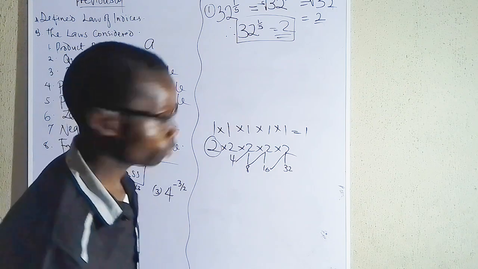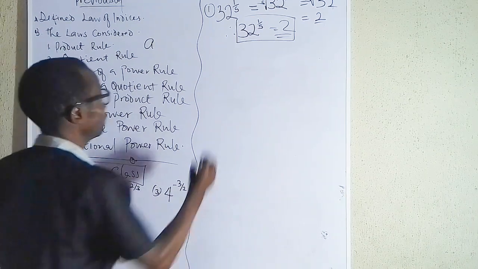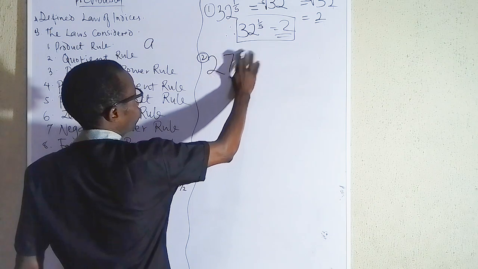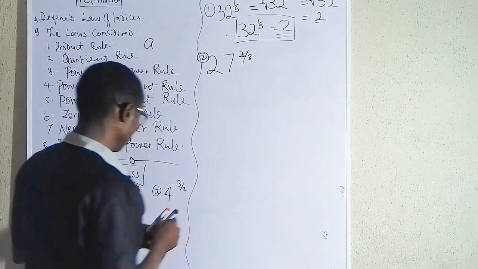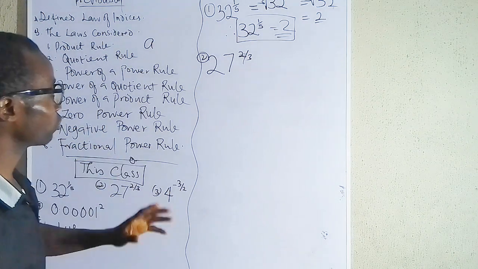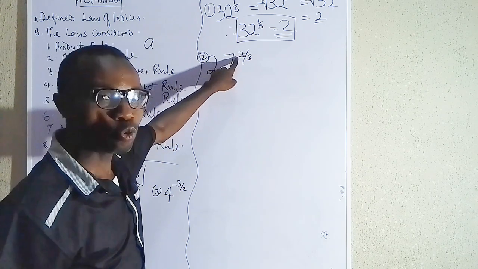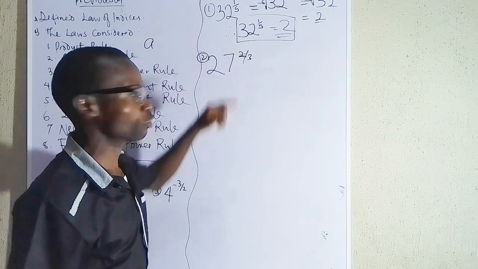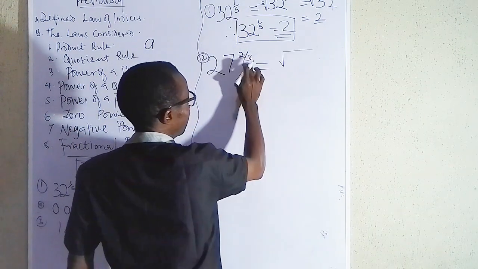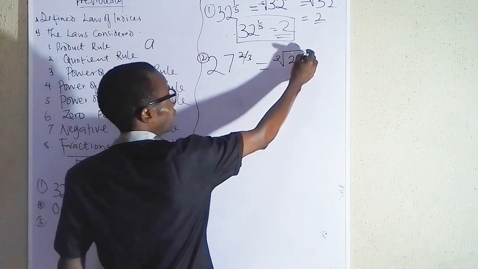Now we'll quickly go to the next question. The next question is almost the same. 27 raised to the power of 2/3 is still on this fractional power rule. This rule states that the denominator forms the root while the numerator forms the power, that is, the exponent. You have it as the cube root of 27 raised to the power of 2.